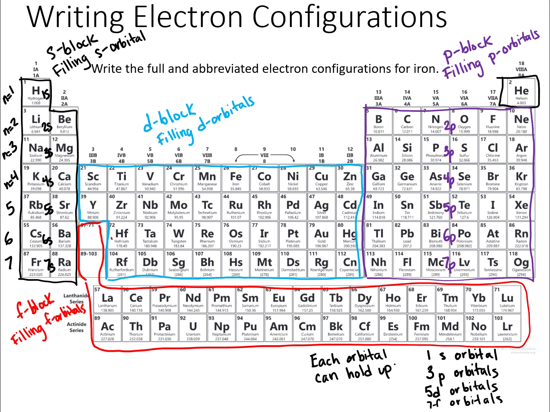Each orbital can hold up to 2 electrons. In red, I'm going to write the maximum number of electrons for each sublevel. For the S sublevel, maximum of 2. The P sublevel, maximum of 6. The D is 10. And the F is 14. So this is kind of a whirlwind review of where we left off last time.